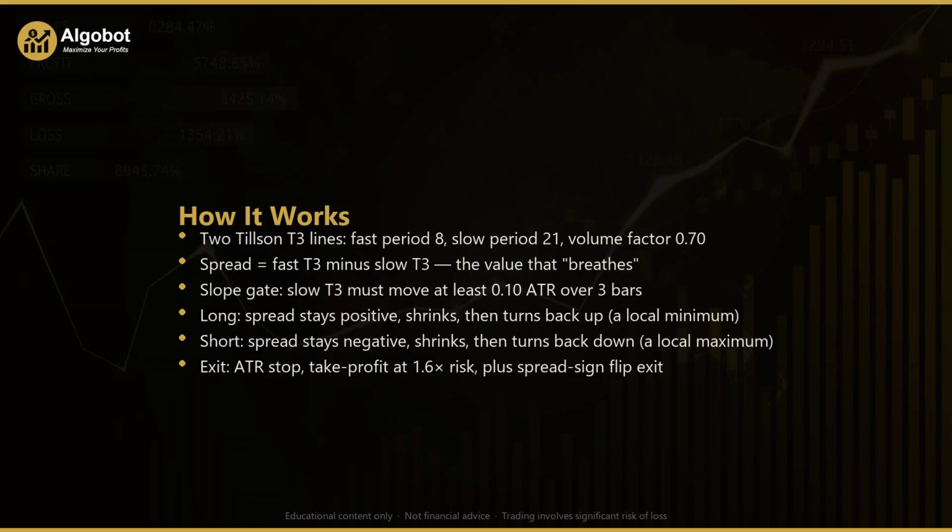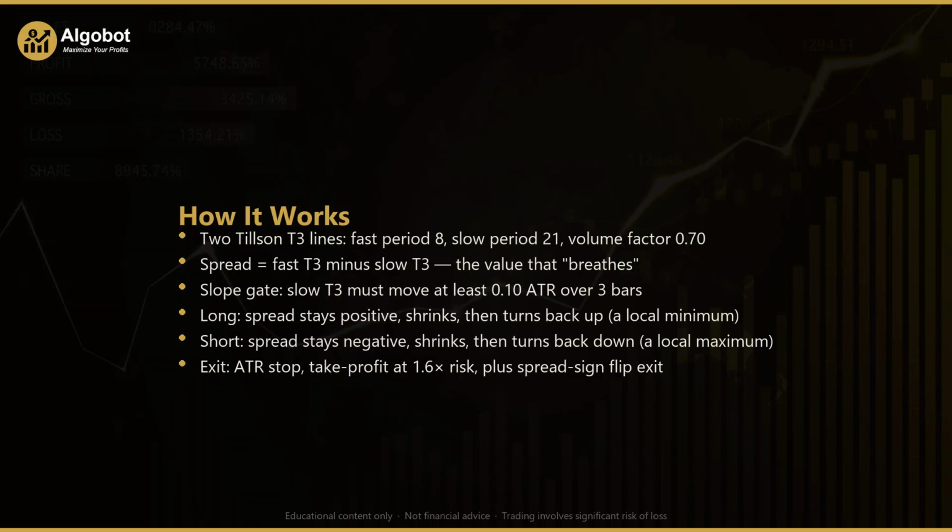For a long entry, 3 things must line up. The slow line must be genuinely rising. The spread on both of the last 2 closed bars must still be positive, showing the pullback was shallow. And the spread must have just turned back up, forming a local minimum, meaning the newest value is higher than the one before it, which in turn was at or below the value before that. When all 3 agree, the strategy signals a buy.